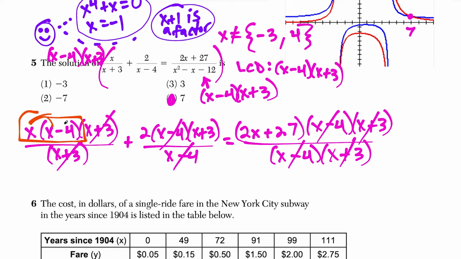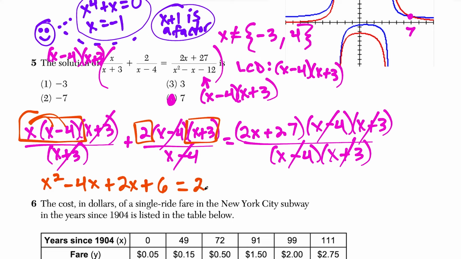And if I do the algebra here, x times x is x squared. And then x times minus 4 is minus 4x. And then we have plus, we're left with 2 times (x plus 3). So if I do 2 times x, I get 2x. 2 times 3, I get 6. And on the right side, this is equal to, we're left with 2x plus 27.